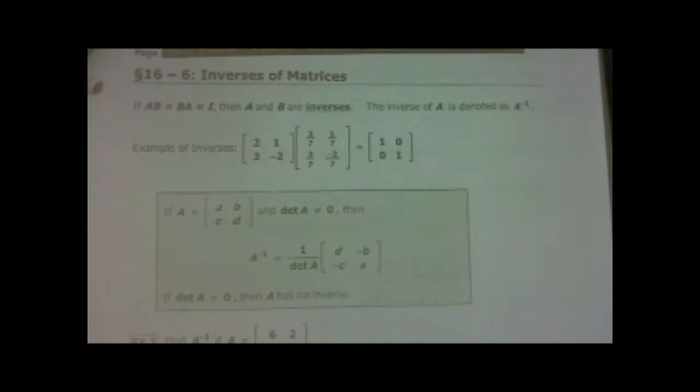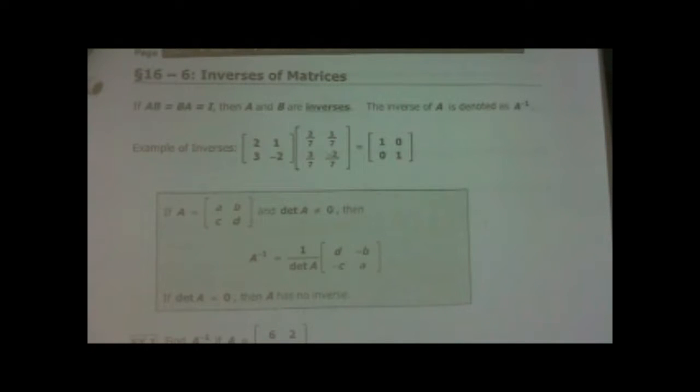All right, the topic for the day today is inverses of matrices. And we're going to learn how to find the inverse of a matrix so that we can use it to solve a system of equations. So, first thing we're going to do today is learn how to find the inverse of a matrix.